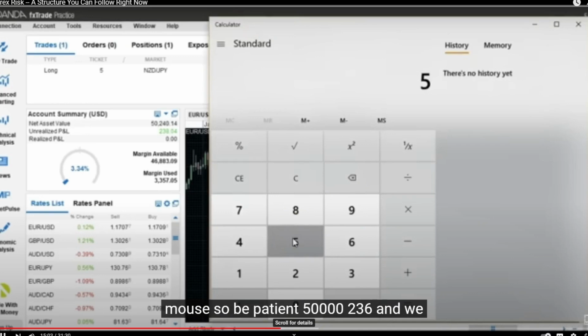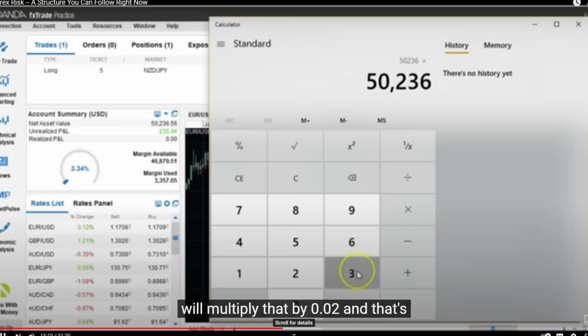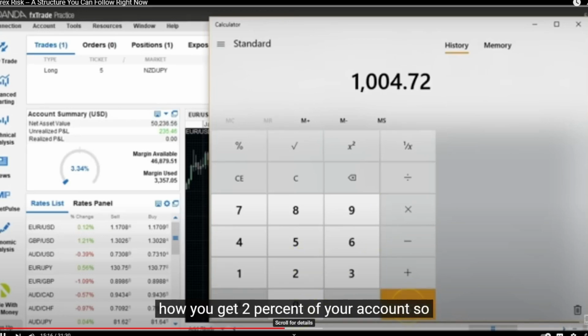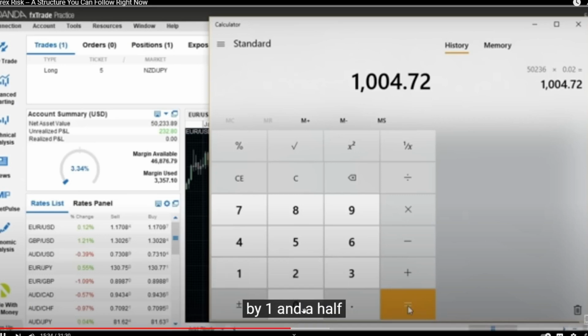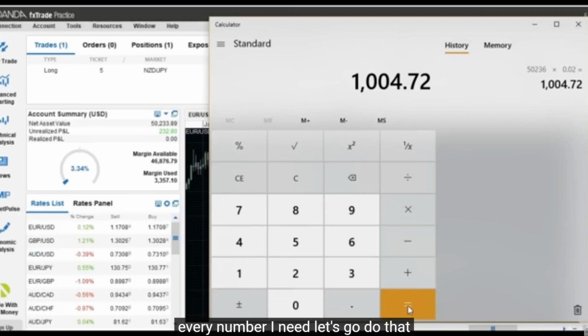So pull your calculator up. I'm doing this with a mouse, so be patient. 50,236, and we will multiply that by 0.02, and that's how you get 2% of your account. So I'm just going to round that number up to $1,005, and I am going to write that number down. That is my risk. So now I have to go to whatever currency pair I want to trade, find the ATR, multiply that by 1.5, and at that point I will have almost every number I need. Let's go do that.